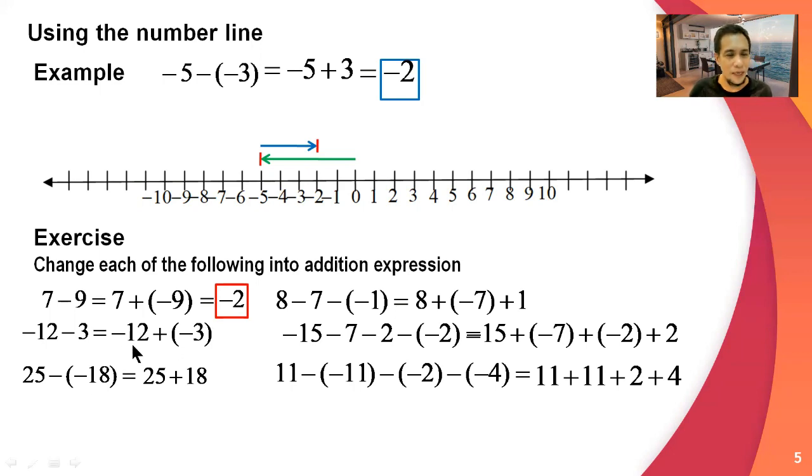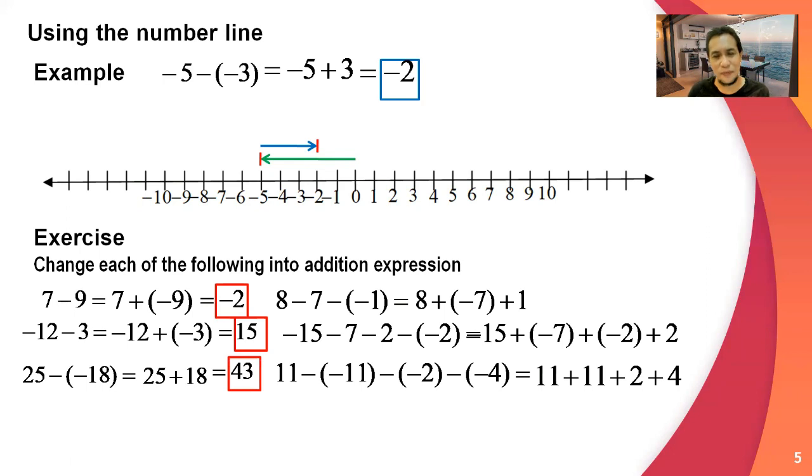What about this one? Negative 12 plus negative 3, same sign. All you have to do is add the numbers and copy the common sign. So that's 12 plus 3, 15. The common sign is negative, so the answer is negative 15. No, sorry, this is negative 15, not positive 15. All right. So this one, 25 plus 18, the answer is positive 43.